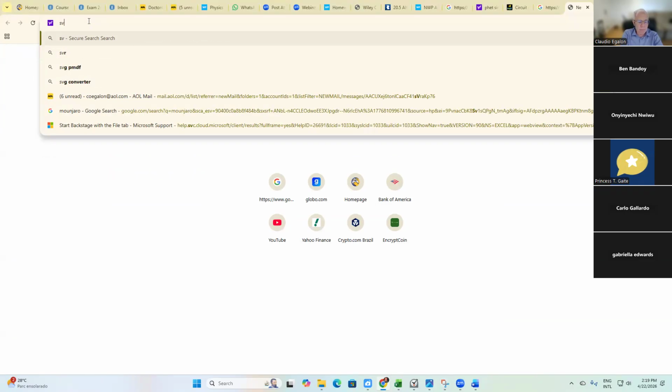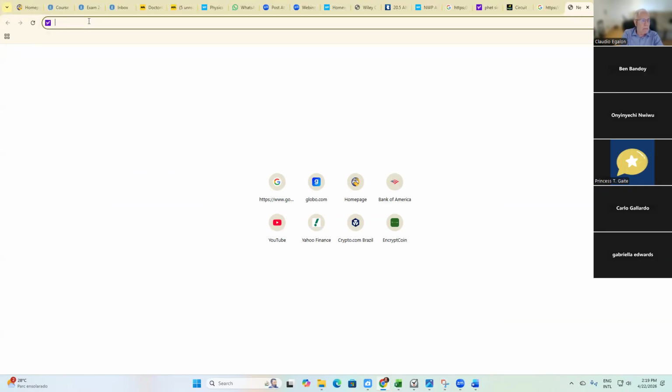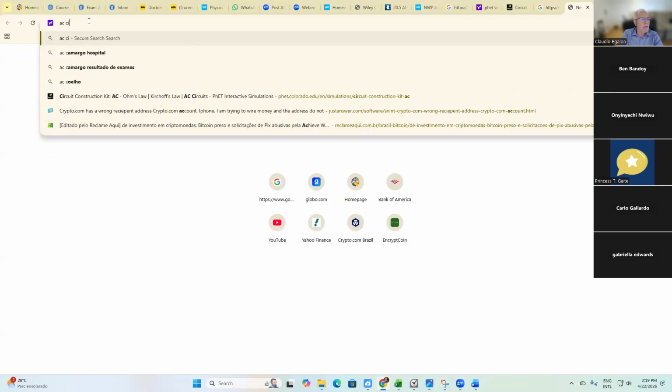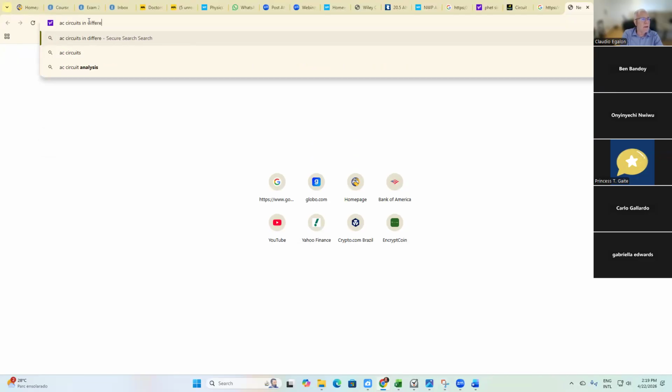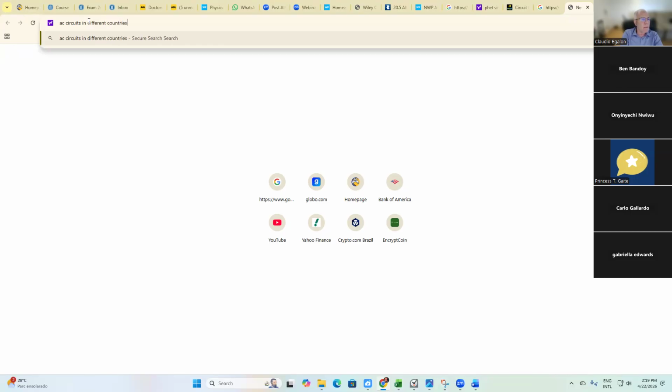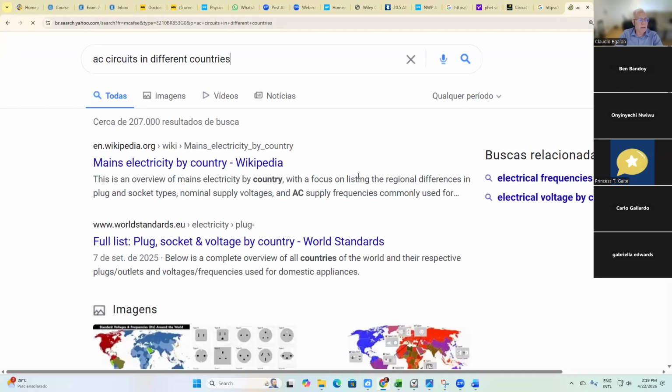AC circuits in different countries. The standard, right? Mains electricity by country. Let's see. Let's take a look. That's Wikipedia.